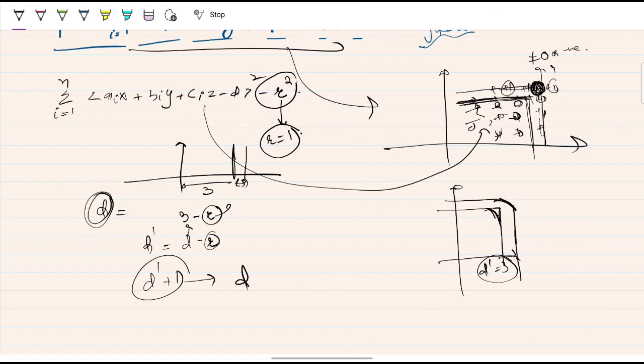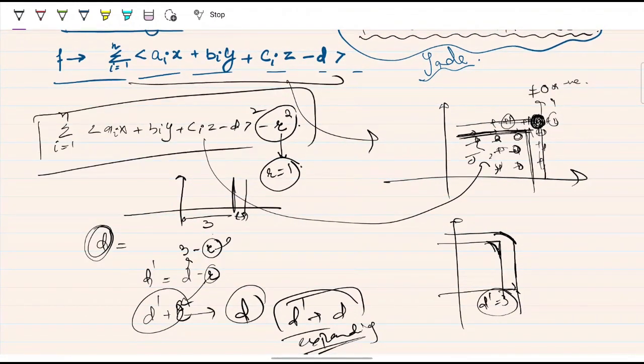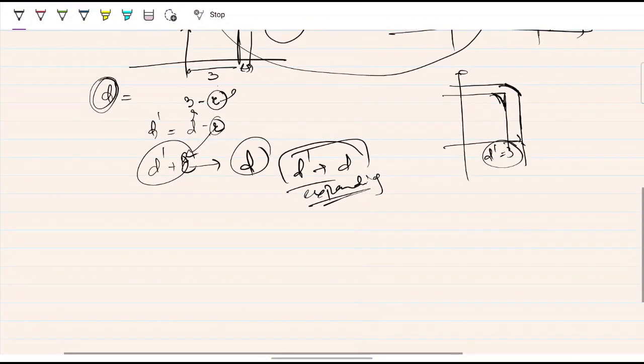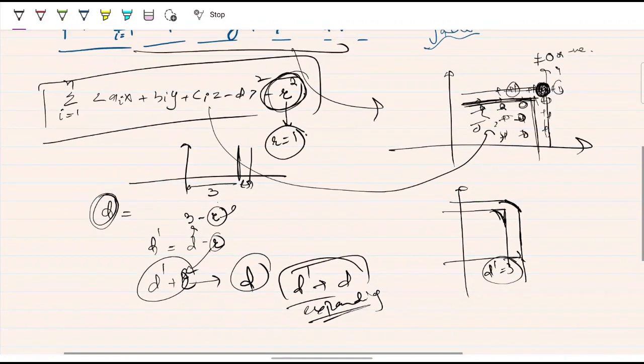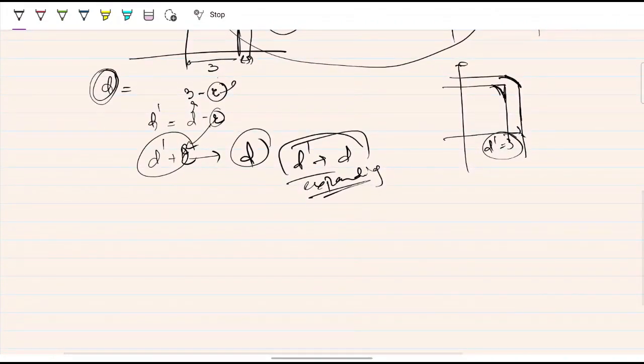It will just be r this time, and it will be equivalent to d. So your d dash will become d after expanding. I hope this is clear how r gives curvature at corners. Now let's give sphericity to it. In order to give sphericity, you simply add the sphere function to it.